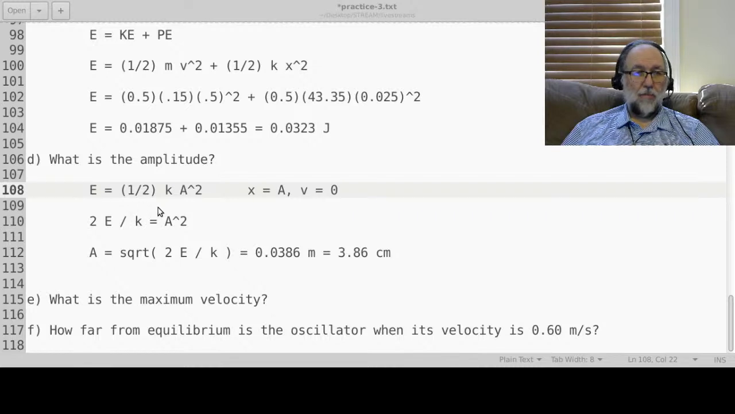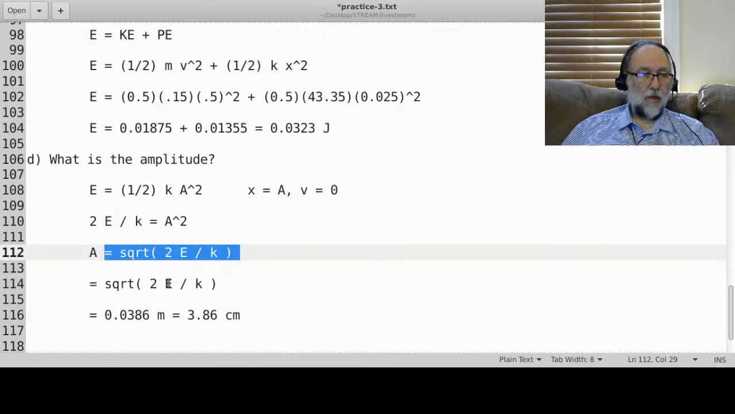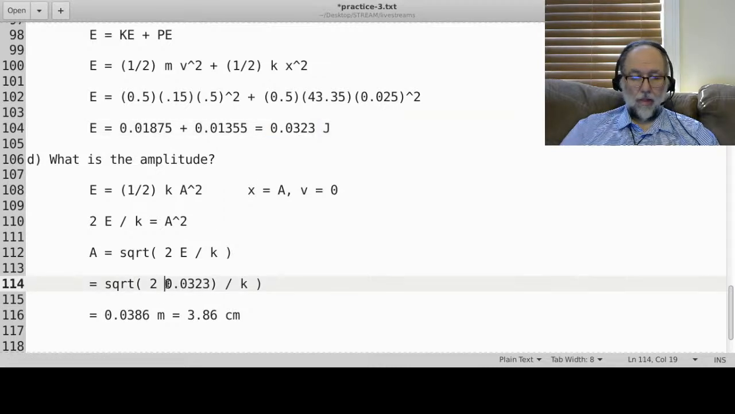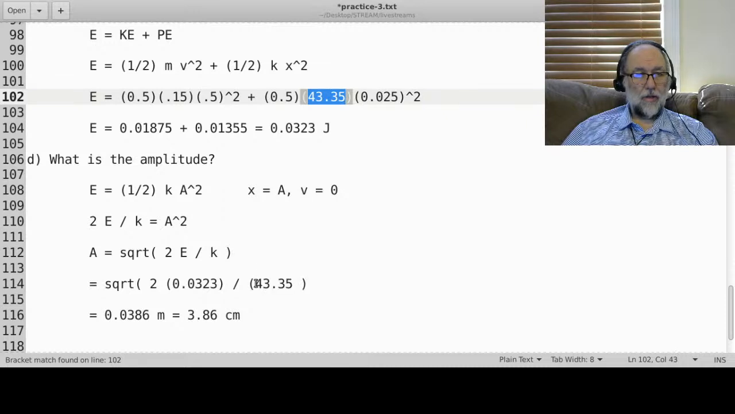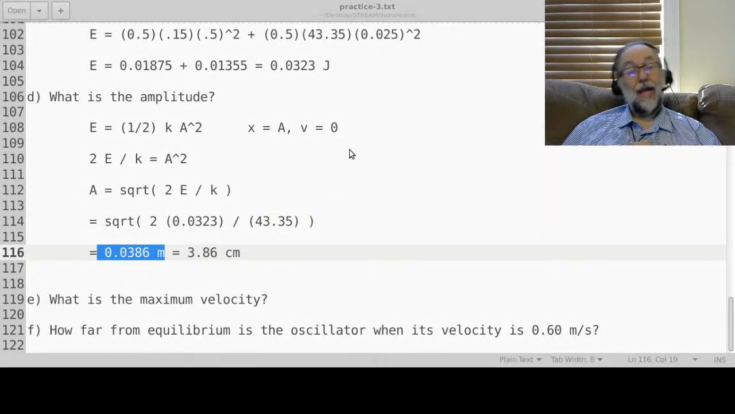I rearranged it, so I multiply both sides by 2, and then divide by k, and I got this next formula here. And then I took the square root, and that gives me that A is equal to the square root of 2E divided by k. Substitute in for E. Maybe I should actually do it so you can see what I did here. For E, I substituted in this number right here, and for k, I substituted in this number right here, and that gives me this answer in meters.